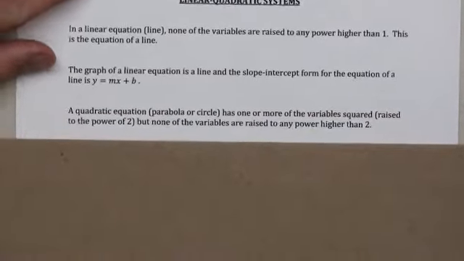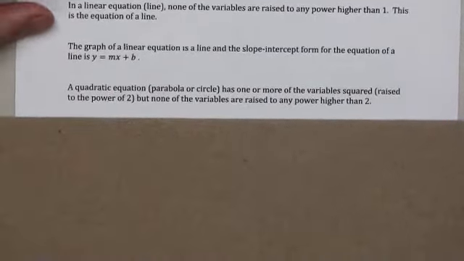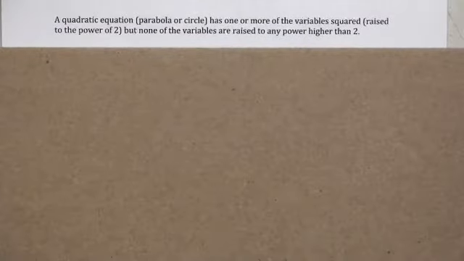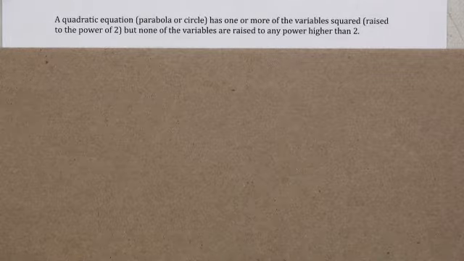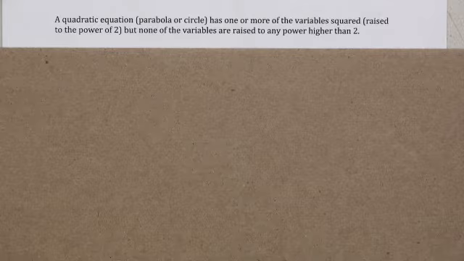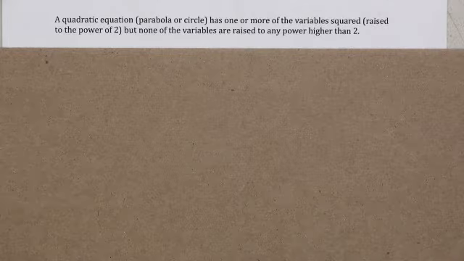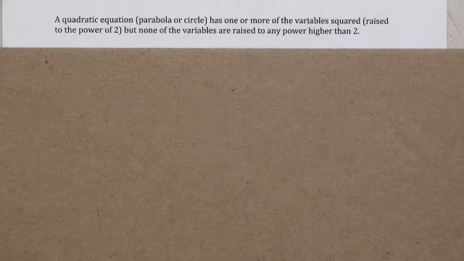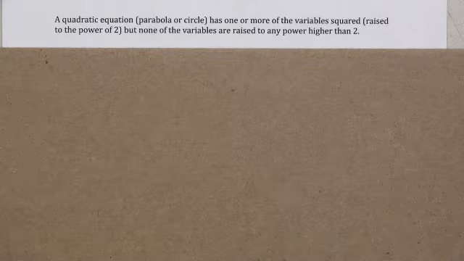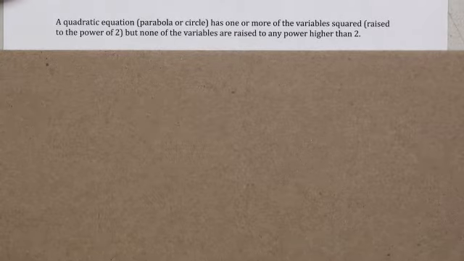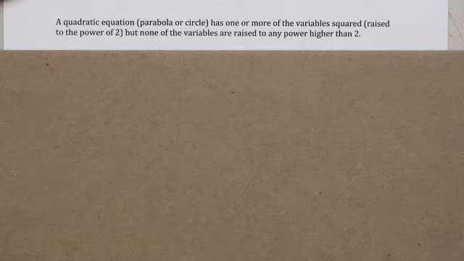Skip a line, let's put our next piece of information down. A quadratic equation, which is either going to be a parabola or a circle, has one or more of the variables squared. Remember, that means raised to the power of 2. But none of the variables are raised to any power higher than 2. So at least one of the variables has to be raised to a power of 2. Could be more than one, but at least one.